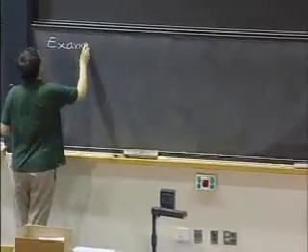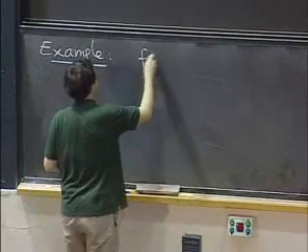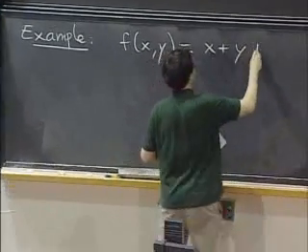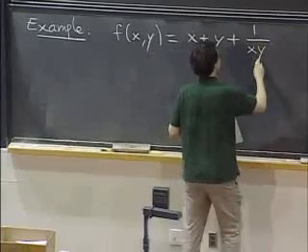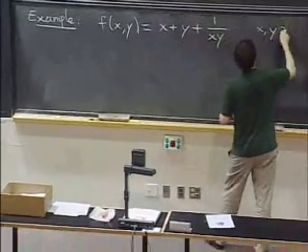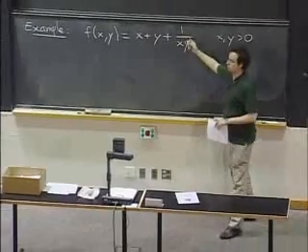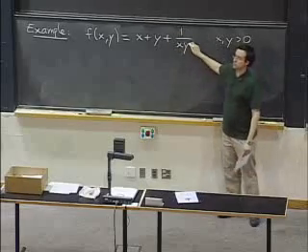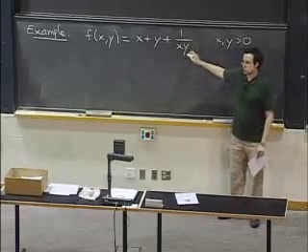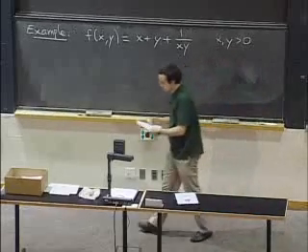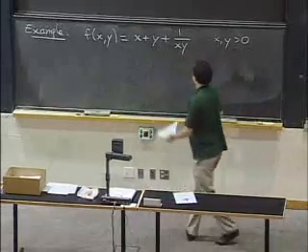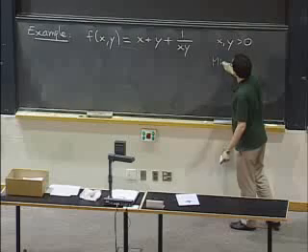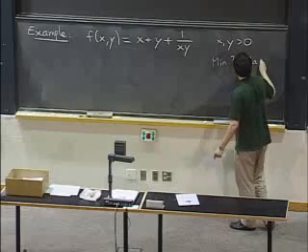let's do an example. Let's say I look at f of x, y equals x plus y plus 1 over xy, where x and y are positive. So I'm looking only at the first quadrant. Okay, I'm doing this because I don't want this denominator to become 0. So I'm just looking at that situation. So the question will be, what are the minimum and the maximum of this function?